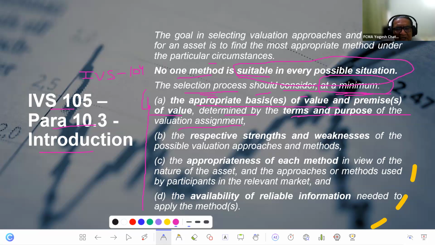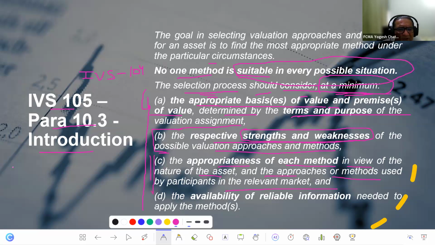Second, the respective strengths and weaknesses of the possible valuation approaches and methods. If I am selecting the market approach, whether that is appropriate, I will determine based on the strength and weakness of the market approach in that particular situation. That is consideration number two. Then, the appropriateness of each method in view of the nature of the asset and the approaches or methods used by participants in the relevant market.